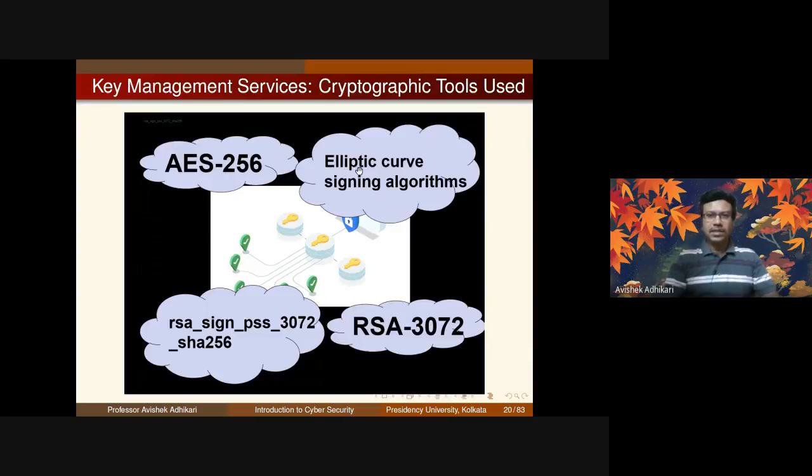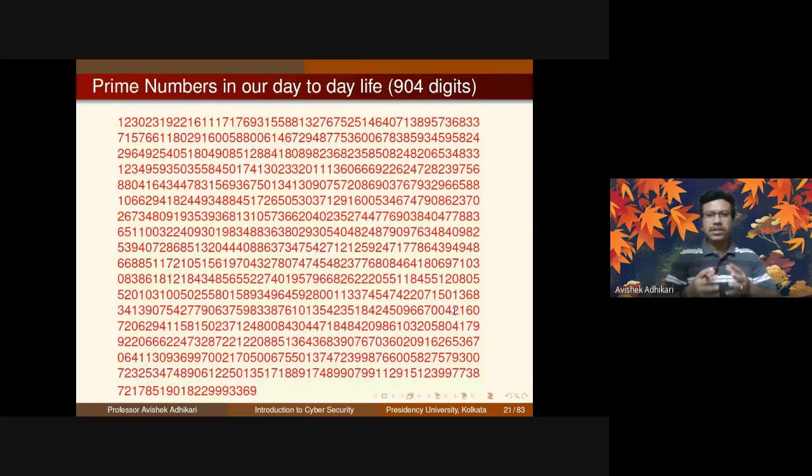Another thing is the elliptic curve signature algorithm, or maybe RSA 3072, etc. We have already seen RSA, and 3072 means the number of bits to represent the primes is around 3072. So the prime will contain around a 1000-digit-long prime. One example could be this. This is an example of a whole-bit prime, and it is 904 digits long.